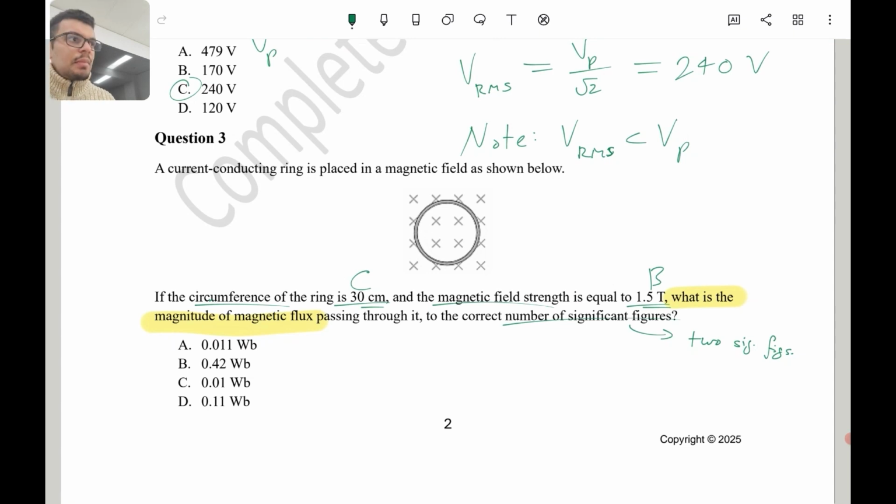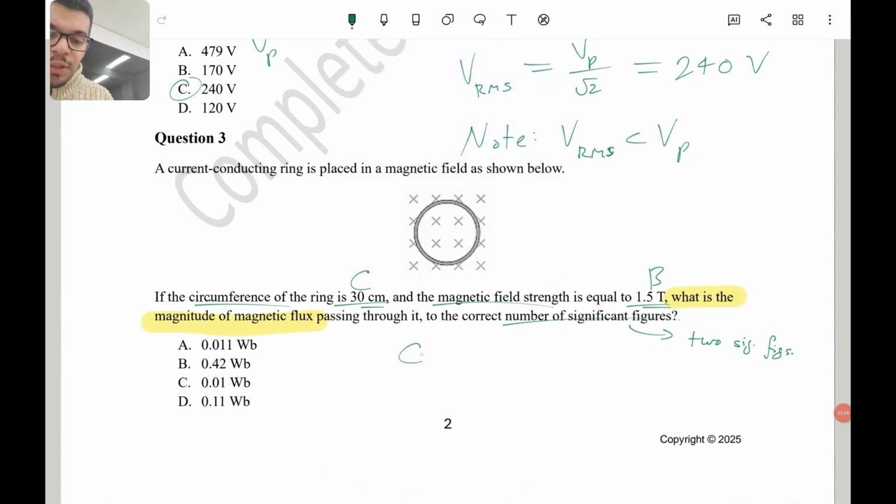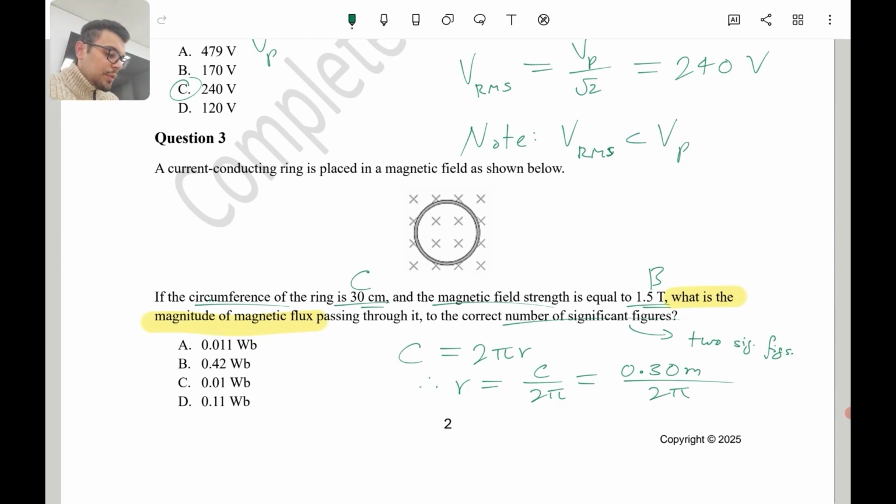Anyways, for this question, we have to first of all obtain the area using our circumference. So this is a bit of a geometry question. Hopefully you guys know that circumference is equal to 2 pi r. So we have to first of all figure out the radius. And so we'll say the circumference is 0.3 meters divided by 2 pi. And that should give us, if I do this real quickly, 0.048 meters.